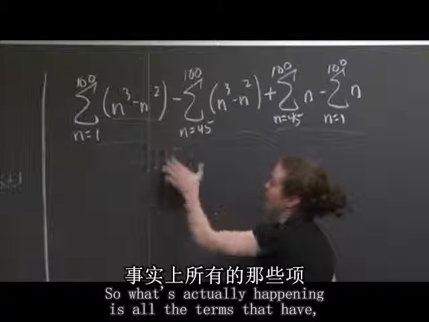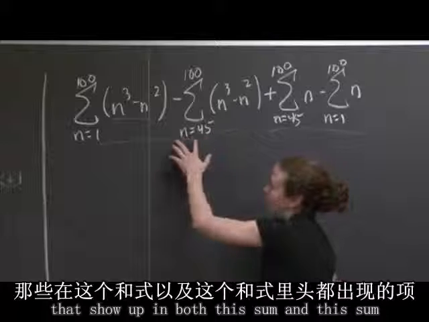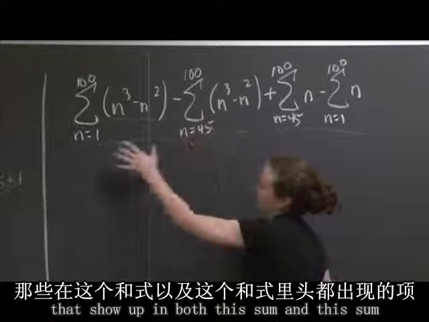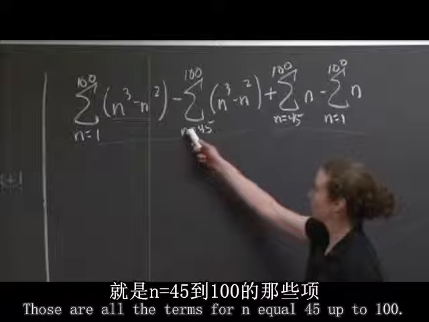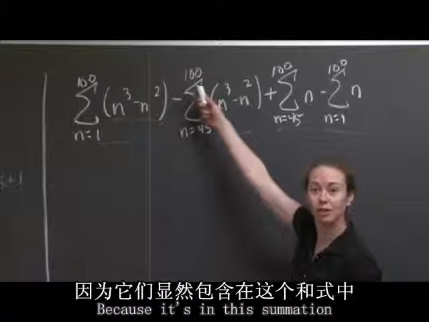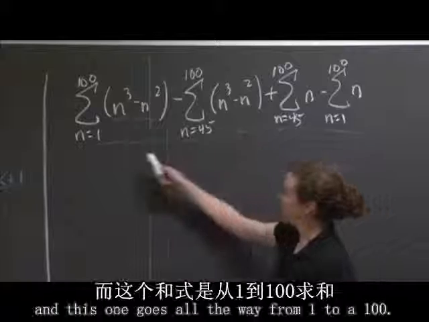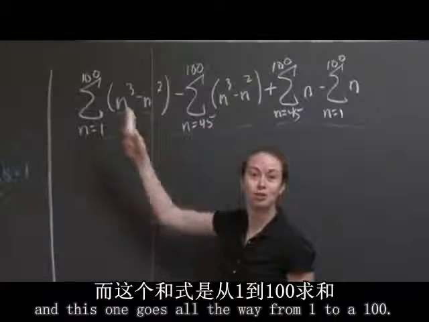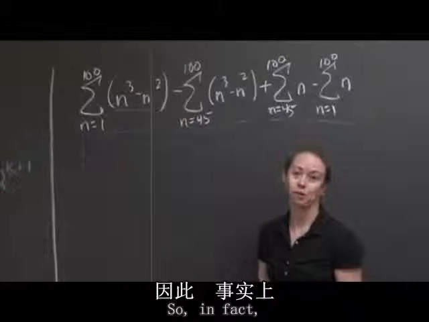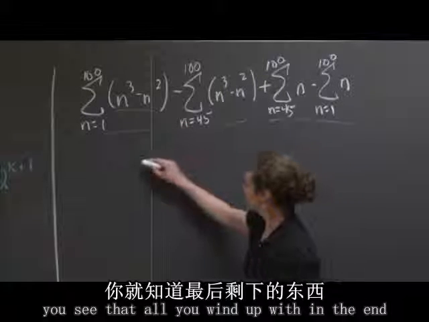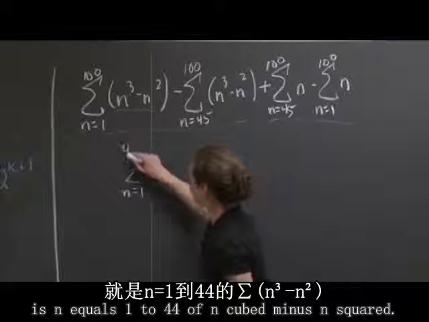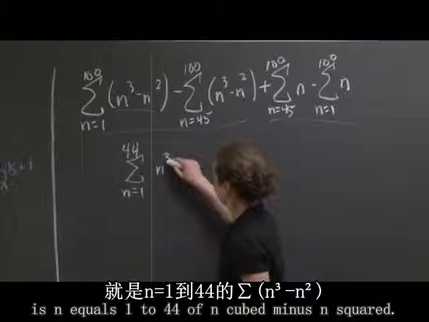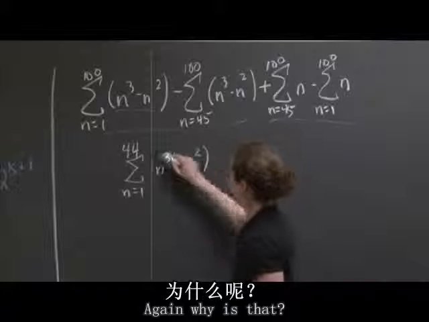So what's actually happening is all the terms that show up in both this sum and this sum are being subtracted off. What are those terms? Those are all the terms from n equal 45 up to 100. Because it's in this summation, and this one goes all the way from 1 to 100, so it certainly includes 45 to 100. So in fact, you see that all you wind up with in the end is n equals 1 to 44 of n cubed minus n squared.